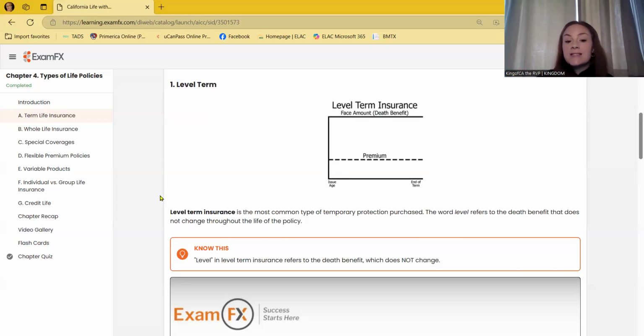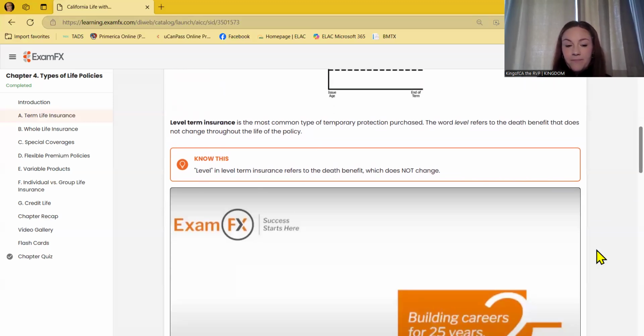Level term insurance is the most common type of life insurance, of term insurance, okay? This is temporary protection. The word level in level term refers to the death benefit that does not change throughout the duration of the life policy, okay?